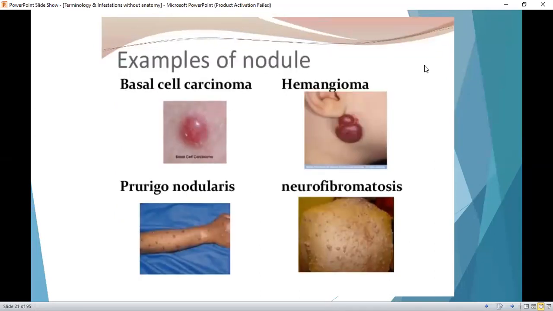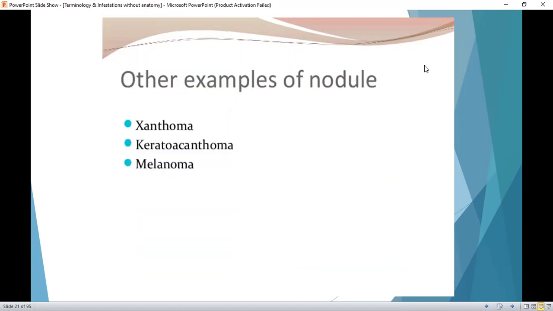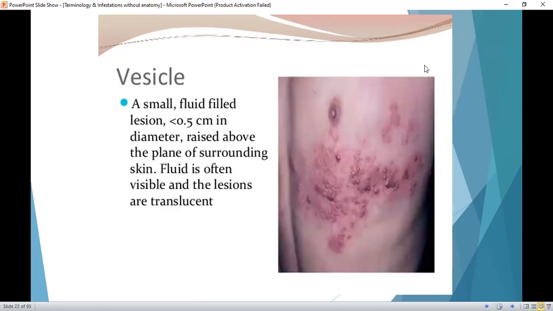Examples of nodules are basal cell carcinoma, hemangioma, prurigo, neurofibromatosis. Other examples of nodules are xanthoma, keratoacanthoma, and melanoma. Now, vesicle. Vesicle is a small fluid-filled lesion.